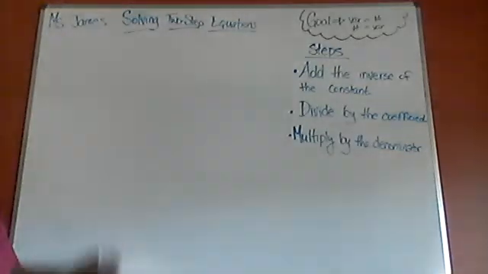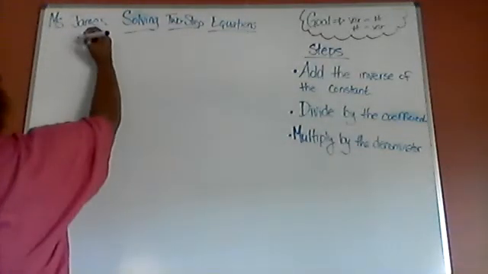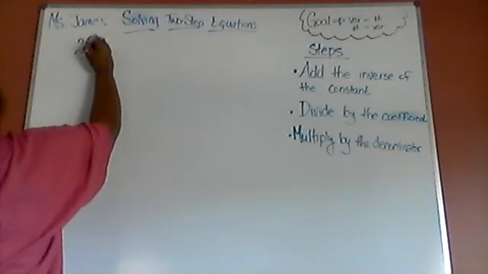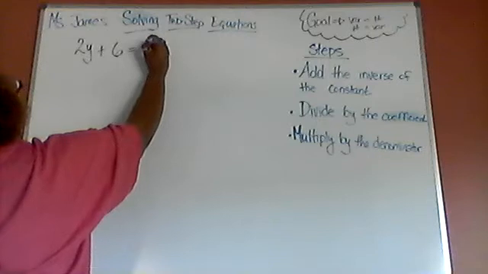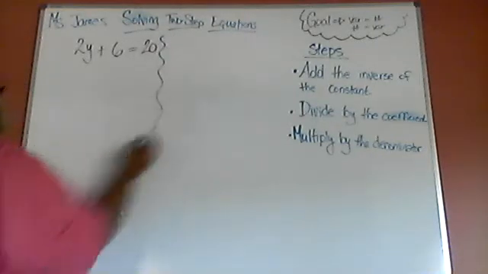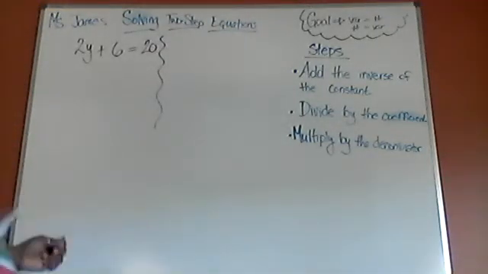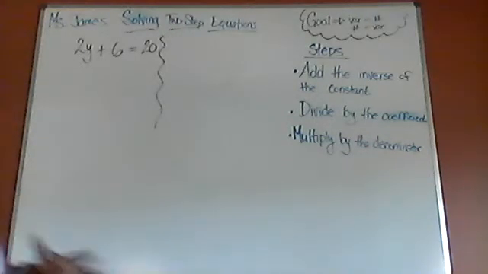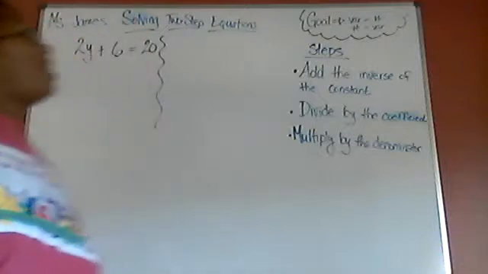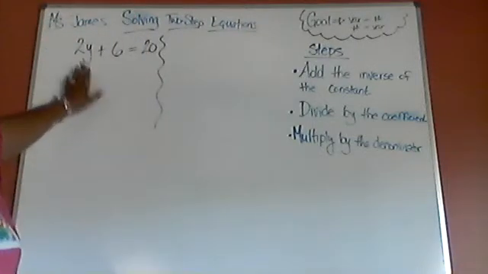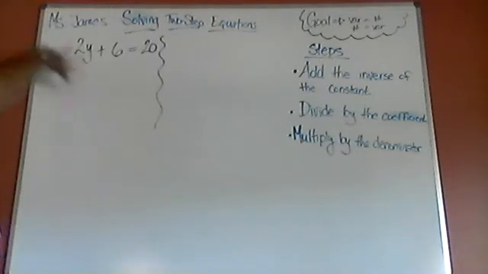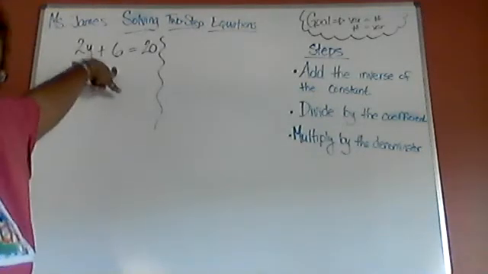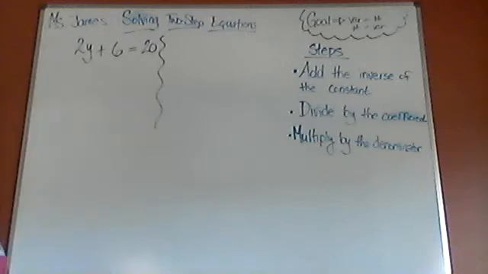So for an example, we have a problem that says 2y plus 6 is equal to, let's say, 20. Now, the way that this goes is you have to use two steps. But what we want to do is figure out which step we use first. In this, we need to isolate the y. So therefore, we need to get rid of the 2, and we also need to get rid of the 6. But which one are we going to do first?